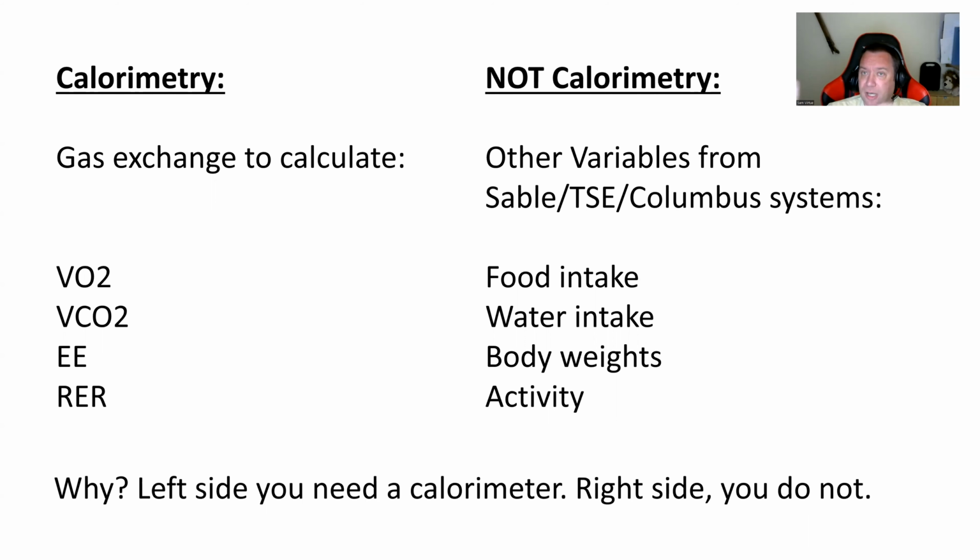And conversely, I would argue not calorimetry would be variables which you can get out of systems from the likes of Sable, TSE, and Columbus, which are food intake, water intake, body weights, and activities. And so why am I separating it like this? Well, the left side, you need a calorimeter. You cannot measure these kind of variables without some form of calorimetry system. The right side, you can do outside of a calorimeter, and you can measure them with non-calorimetric equipment.